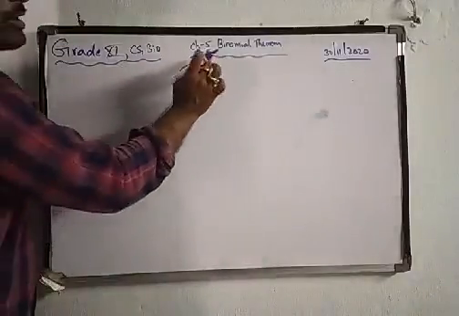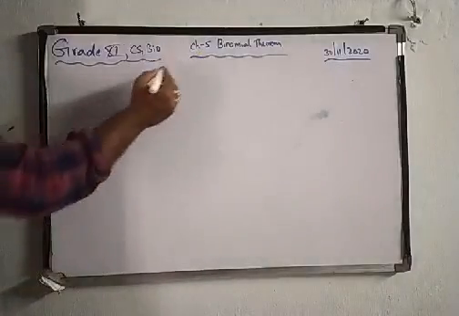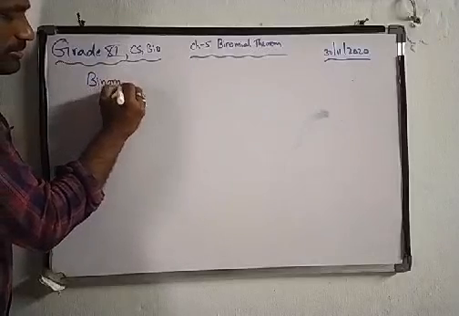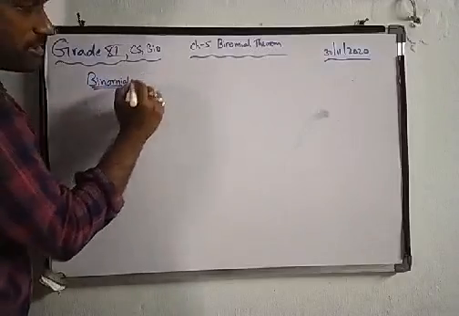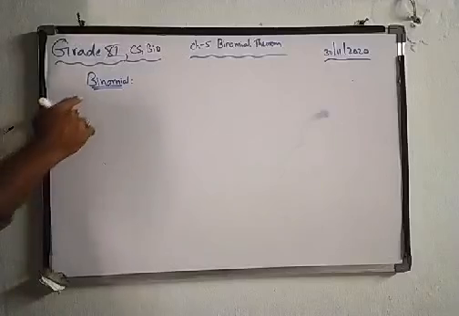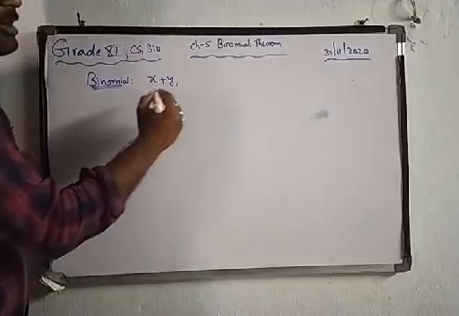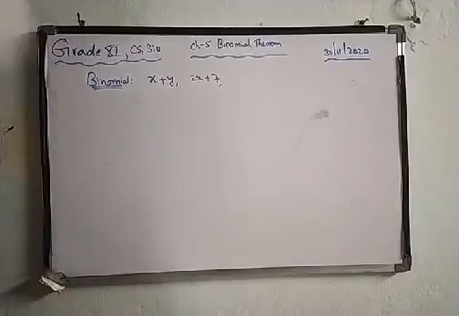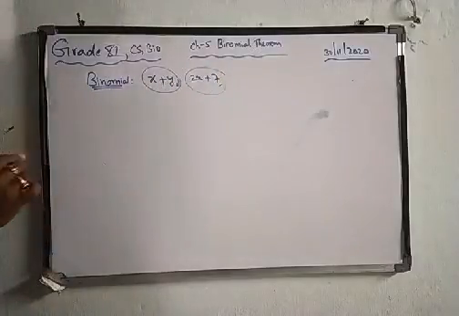Very good morning, students. Today we are going to learn a new chapter, that is binomial theorem. So let us understand what a binomial is first. A binomial is an expression in which there are two terms. For example, x plus y is a binomial. 2x plus 7 is a binomial. So these are going to be called binomials, because they consist of two terms.